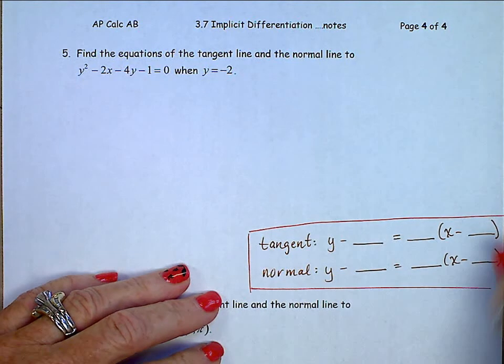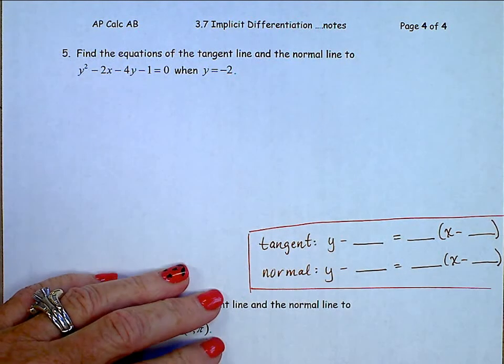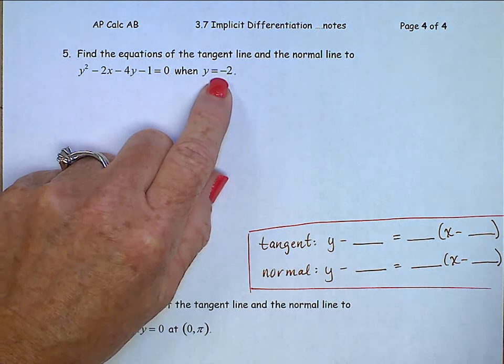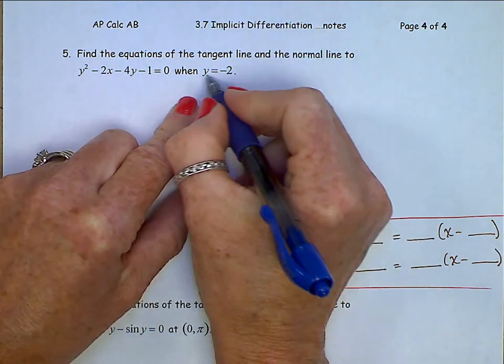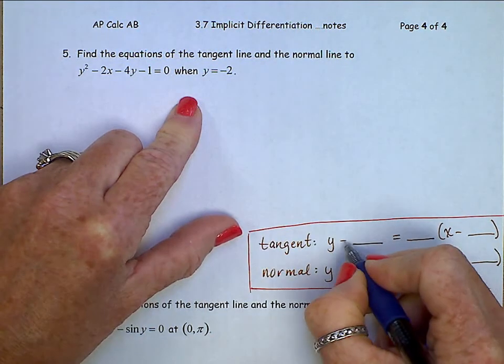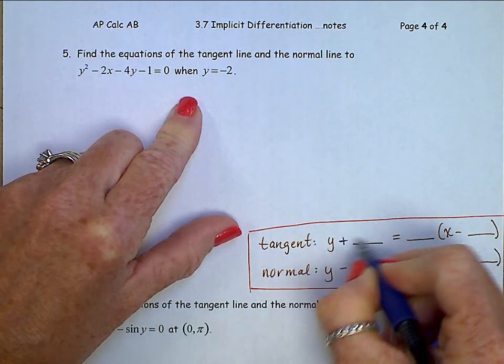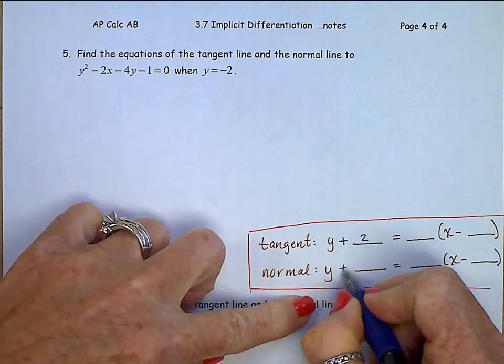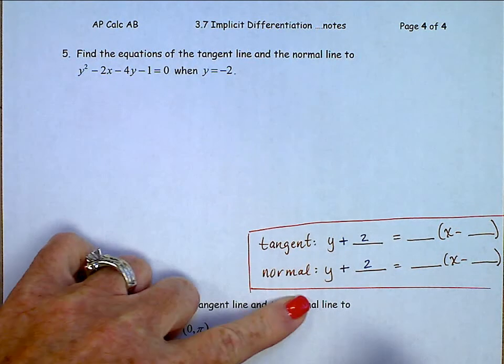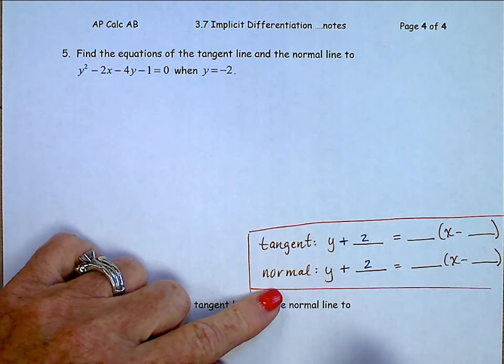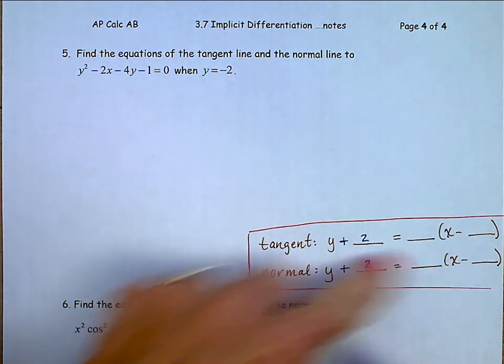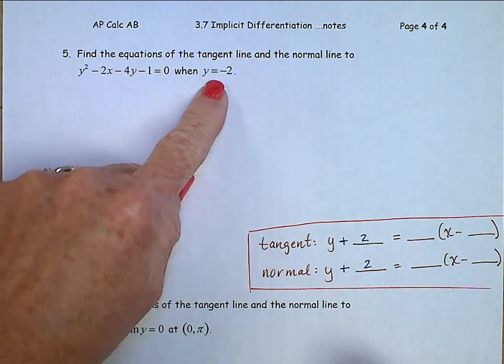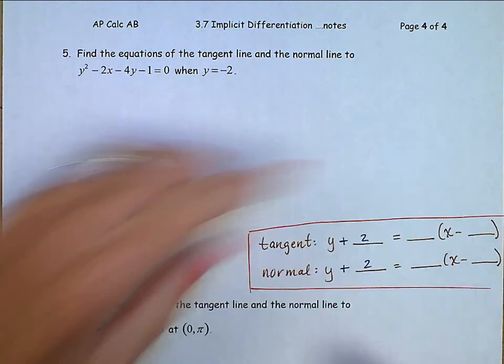All right, let's plug in what we know. Right off the bat, I told you y is negative 2. So we can put that in, which is going to make this plus 2. And tangent and normal are going to have the same x and y coordinates. Normally you're given the x value. This one was a little tricky. I gave you the y value. So let's go back now and find the x coordinate.